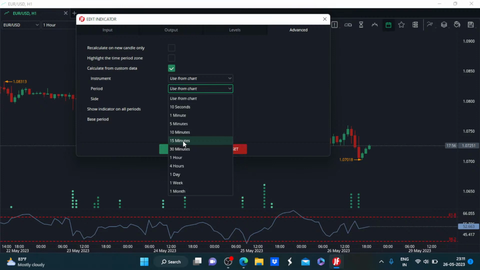Show indicator on all the periods. Suppose you want the indicator to be available for all the candle periods whenever you change it on the chart, you can have this option, or else you can even specify on which particular time frame you want this indicator to be available, and only on that time frame this indicator will be available. Base period is not going to make much of a difference, so this option is not that useful.